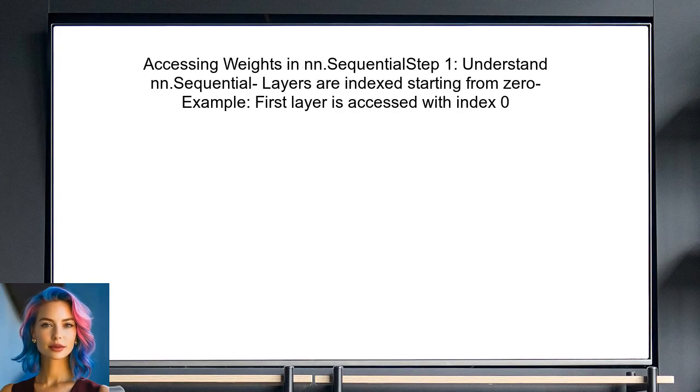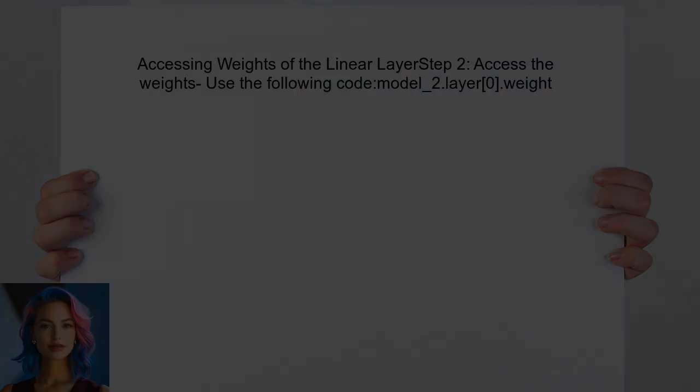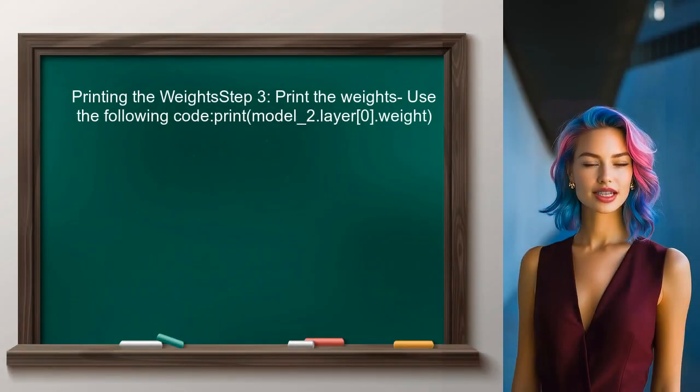To access the weights of a specific module wrapped in nn.Sequential, the user first needs to understand how nn.Sequential organizes its layers. Each layer is indexed, starting from 0. Next, the user can access the weights of the linear layer within the nn.Sequential by using the correct index. In this case, since there is only one layer, the user should use index 0. Now, to print the weights, the user can simply use the print function. This will display the weights of the linear layer in the console.